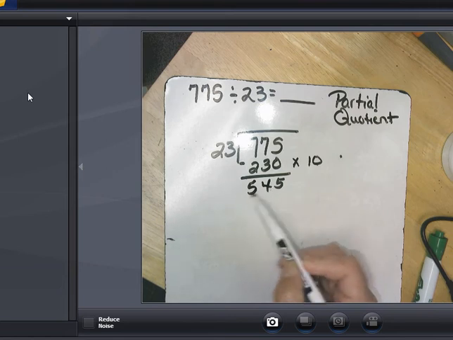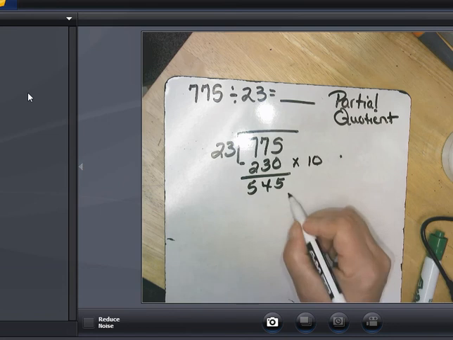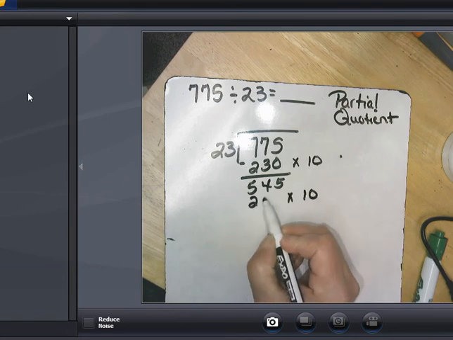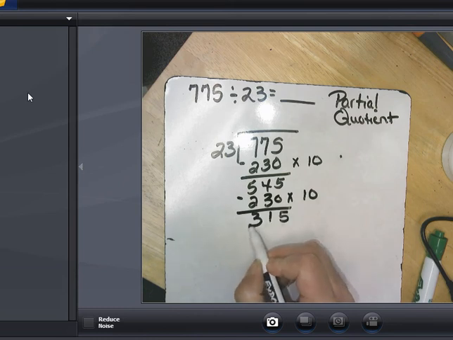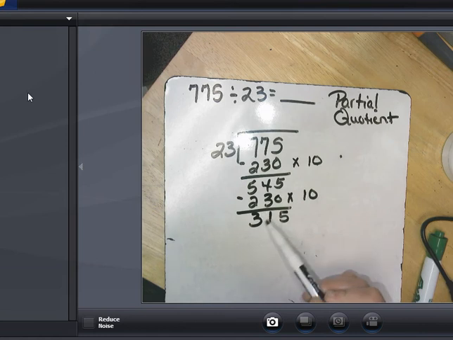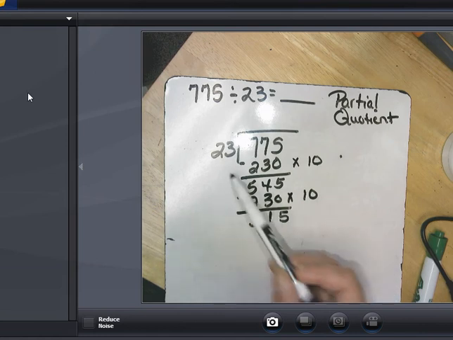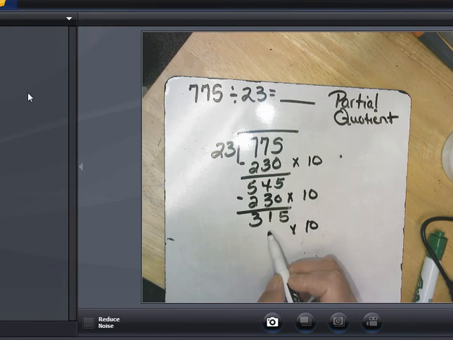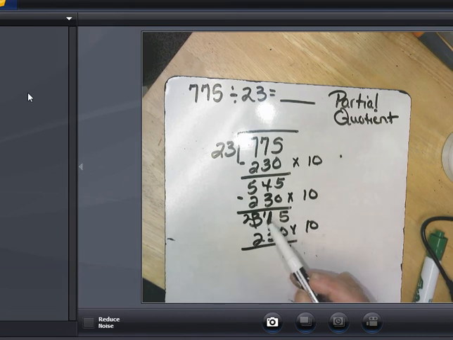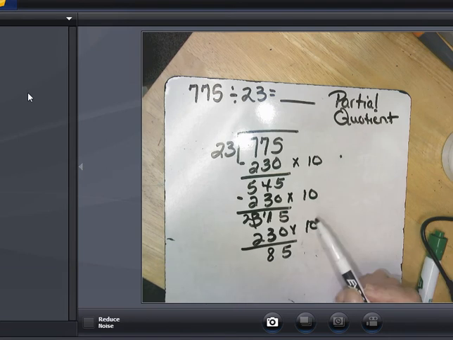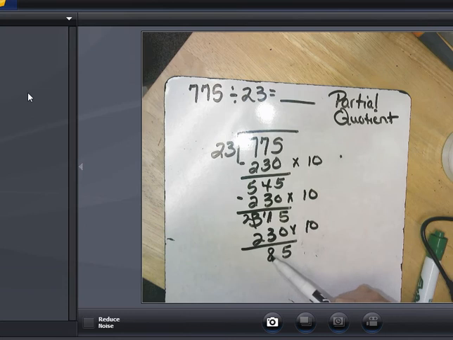This is my new total. I have 23 times 10, and that was 230. I have to subtract. 545 minus 230 is 315. Ooh, I still can do it because 315 is my total, and I know 23 times 10 equals 230. Okay, I have a 1 up here, and I have 3, I need to borrow. And I know that 11 take away 3 is 8. So now I've got to ask myself, 23 can go into 85 about how many times?